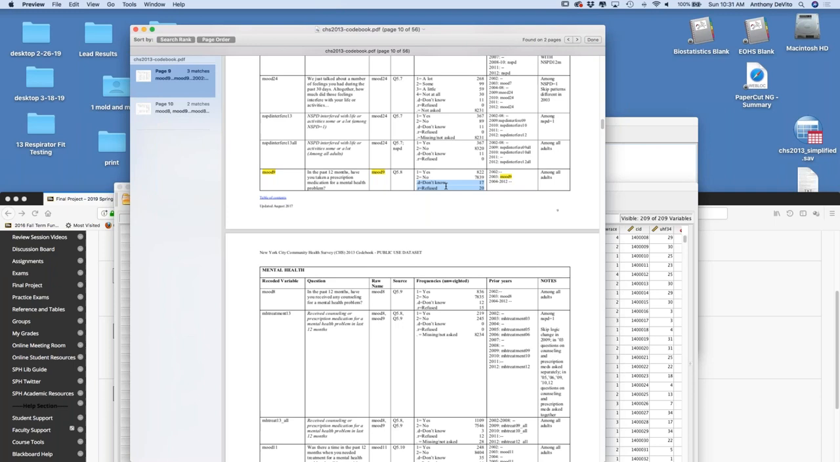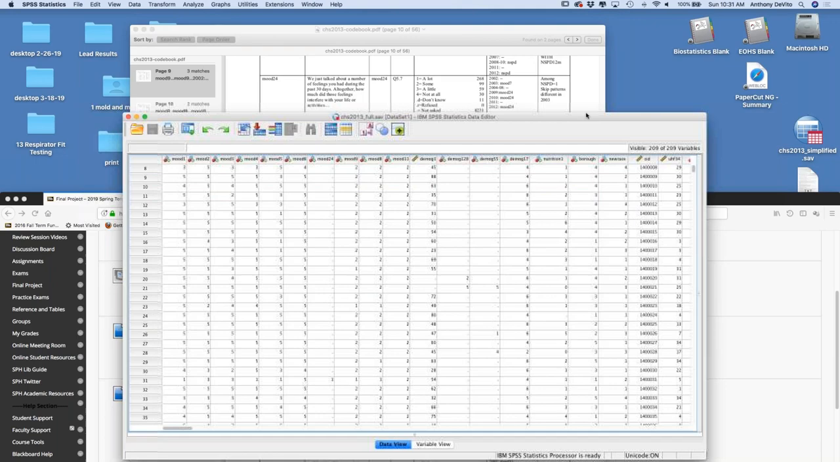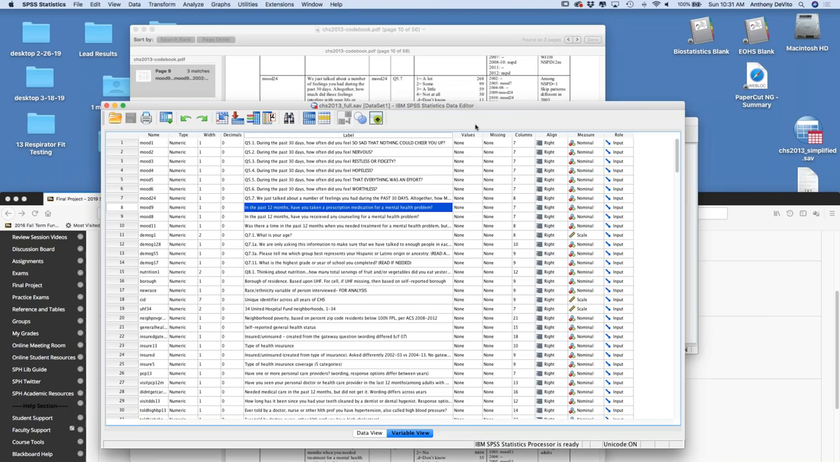But mood 9, the values are 1 for yes and 2 for no. So I'm going to go over here to my data set, and now I'm going to go back to my variable view and take a look at mood 9. Under values, right now there's nothing there. I'm going to click in there, and click this little box that comes up alongside of it.